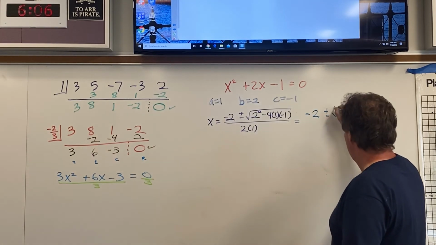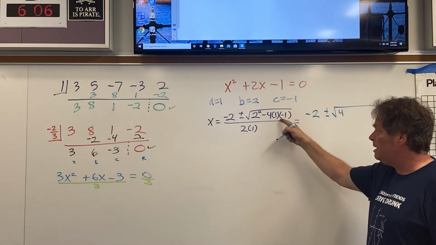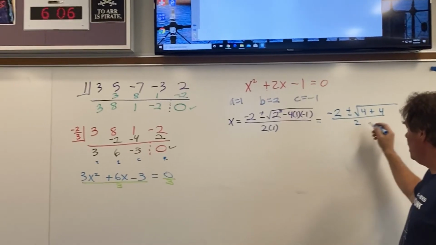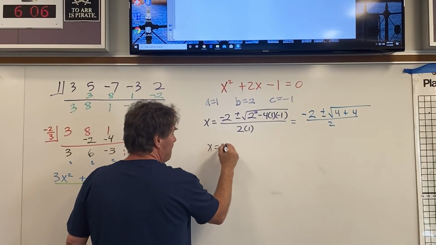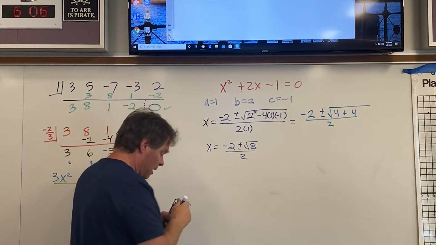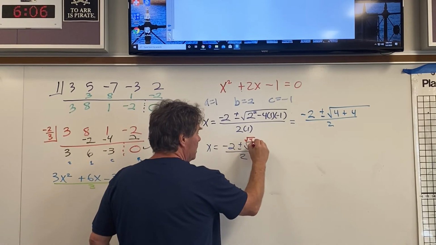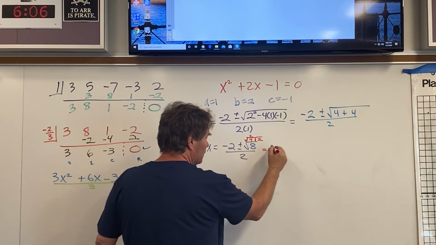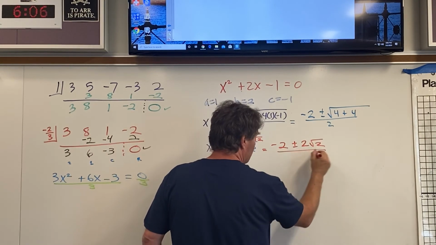-2 plus or minus square root of 2 squared is 4. Minus and minus net out to be a plus, so it's going to be plus 4 over 2. 4 plus 4 is 8. So this becomes -2 plus or minus square root 8 over 2. Now, remember, square root 8 can be thought of as square root pretty and square root ugly. What's pretty? 4. What's ugly? 2. So it's 2 root 2. So this becomes -2 plus or minus 2 root 2, the whole thing over 2.